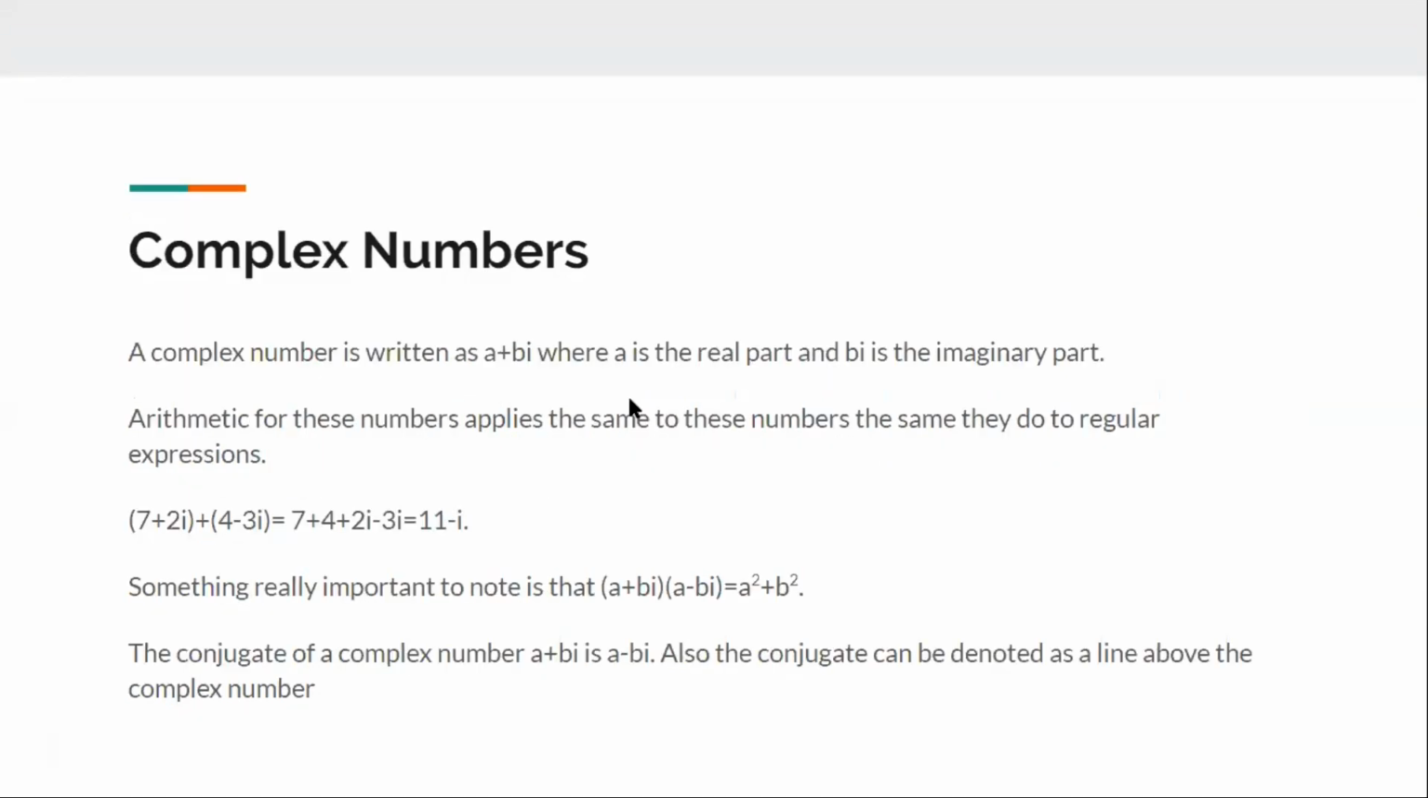Complex numbers. A complex number is written as a plus bi, where a is the real part and bi is the imaginary part. Any number can technically be written as a complex number. Like if it's real, b is just equal to 0. That's the case.